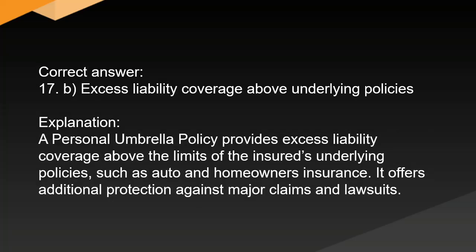Correct answer. B. Excess liability coverage above underlying policies. Explanation. A personal umbrella policy provides excess liability coverage above the limits of the insured's underlying policies, such as auto and homeowners insurance. It offers additional protection against major claims and lawsuits.